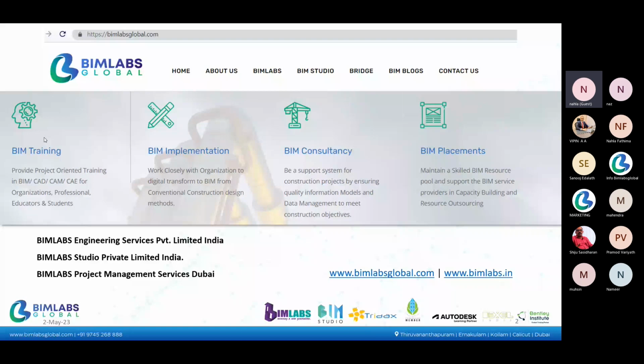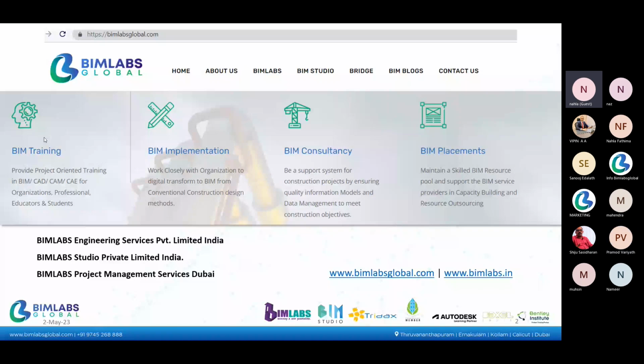We have set different syllabi, so depending upon their needs, we'll take classes for them. And there is BIM implementation, where we work closely with the organization and help them to implement building information modeling in their organization by training their officials.